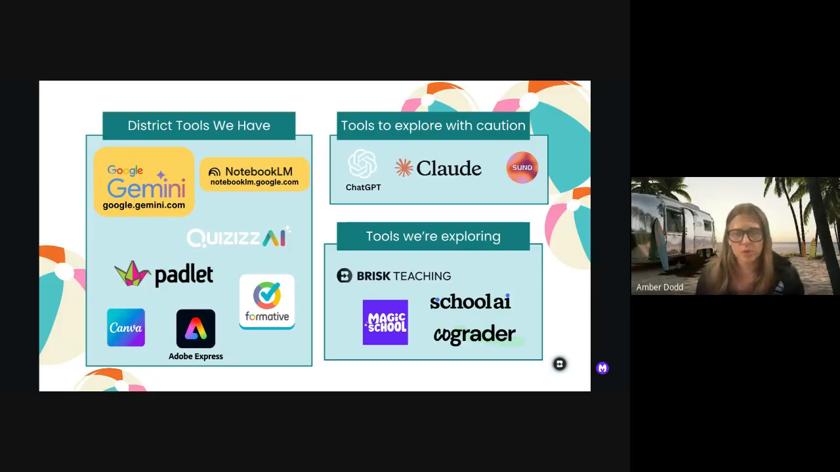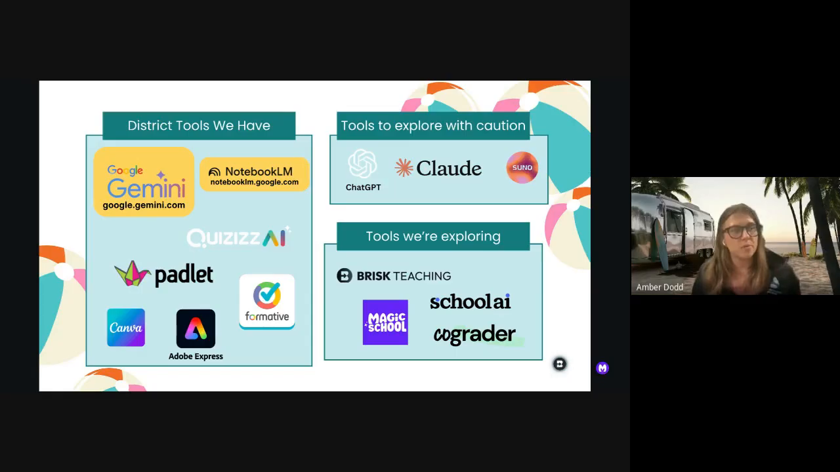Now, the general rule of thumb with our district guidelines is that if it's part of something we have purchased, if it is part of an approved app, it is okay to use. That means we have looked at their privacy and data agreements and it is already part of there. So you can use it, like the Google Suite. Gemini is part of that Google Suite, so you can use it.